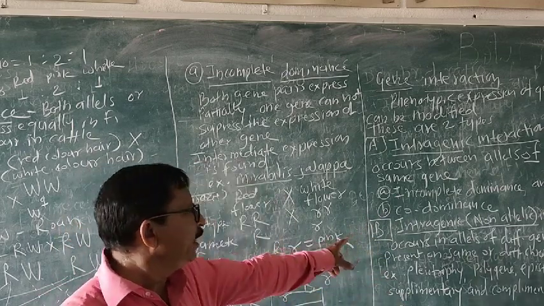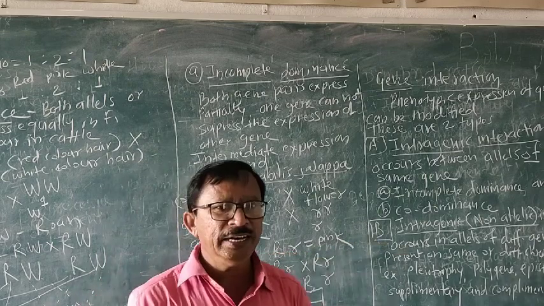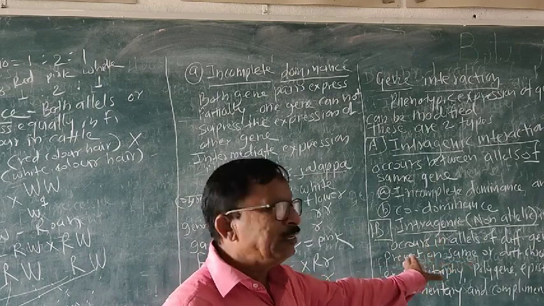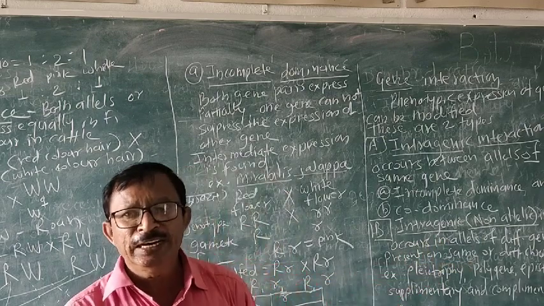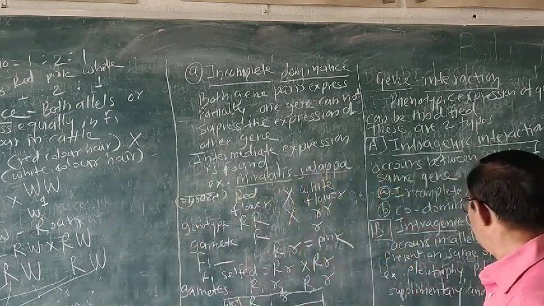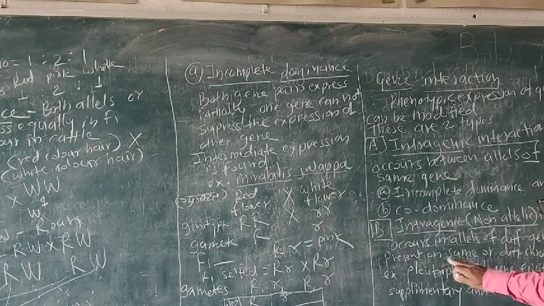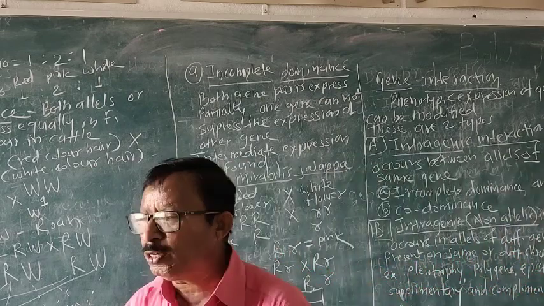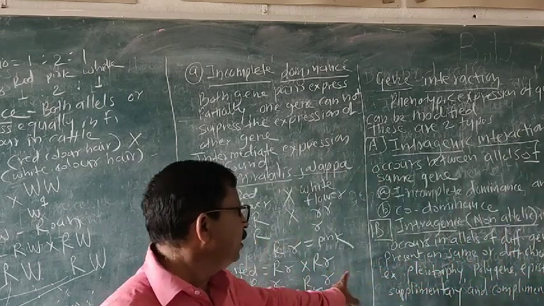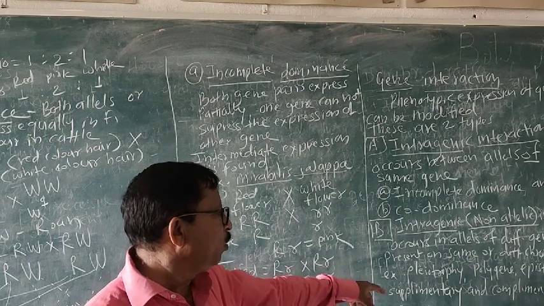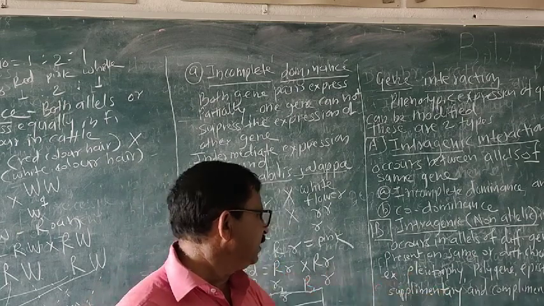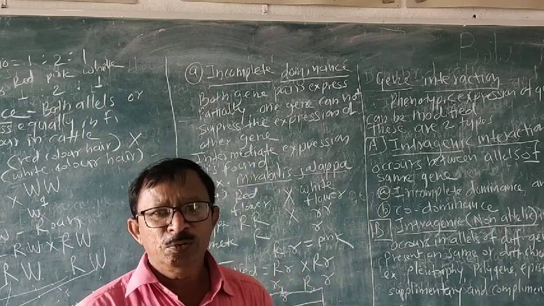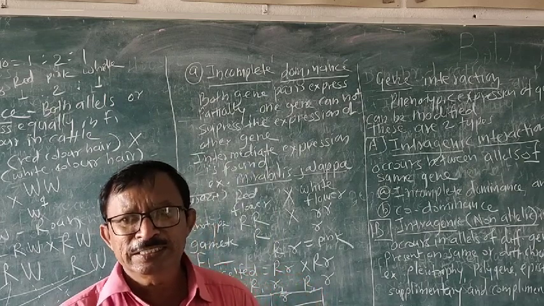The second type is intergenic or non-allelic interaction. Non-allelic means it occurs between the alleles of different genes. It occurs between the alleles of different genes present on the same or different chromosomes. These are pleiotropy, polygene, epistasis, supplementary or complementary genes. We will also study all these separately.